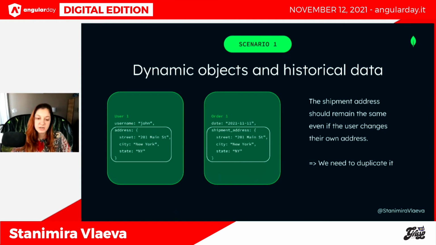And this is not the desired behavior because we actually need this piece of information to be different for every single order that the user makes. Like when they make the order, this should be the address that is there, and it should remain the same unless the user goes and changes it explicitly. So in these types of use cases, we actually need to use duplication to ensure that we are keeping the right information in the right place.